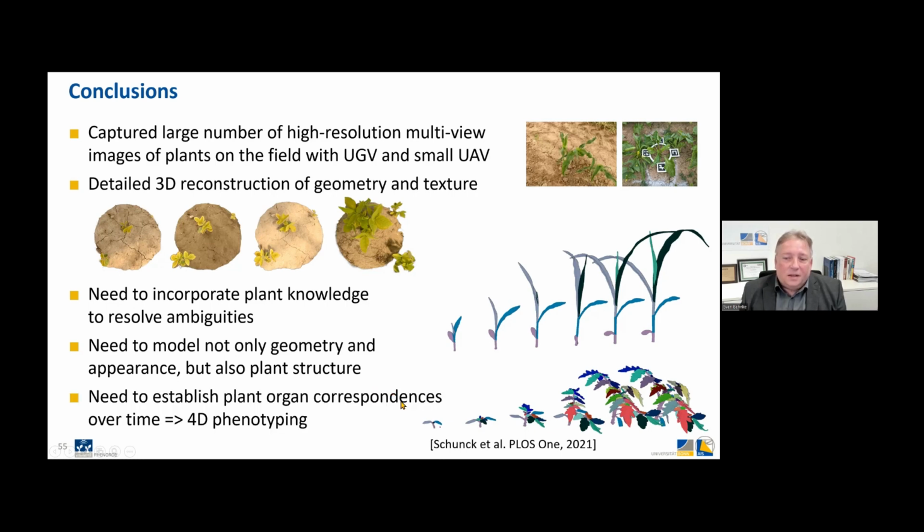And another point that we need to address is to establish correspondences of plant organs over time, so that we can see how they grow and develop. Yeah, so in this data set, this has been done. But for the data that we captured this year on the field, this is still on our to-do list.